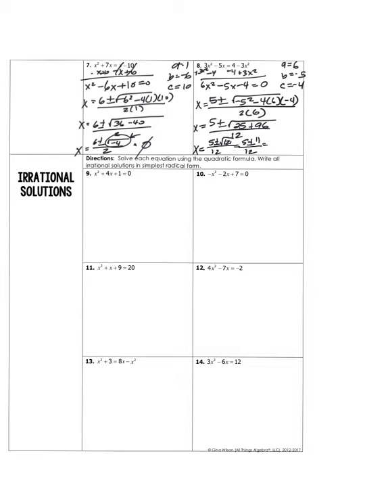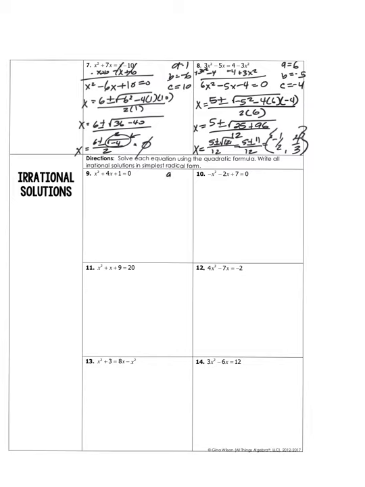And 5 plus 11 is 16 divided by 12, which is 4/3. And 5 minus 11 is -6. And -6 divided by 12 is -1/2. The solutions to this equation, where the graph of this equation crosses the x-axis, are x equals -1/2 and x equals 4/3. All right, number 9. And moving forward, these are irrational solutions, meaning they will have a radical in the solution. Okay.